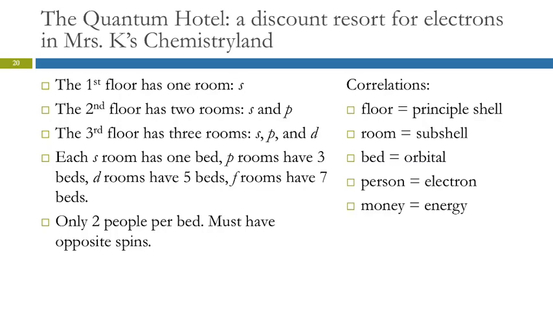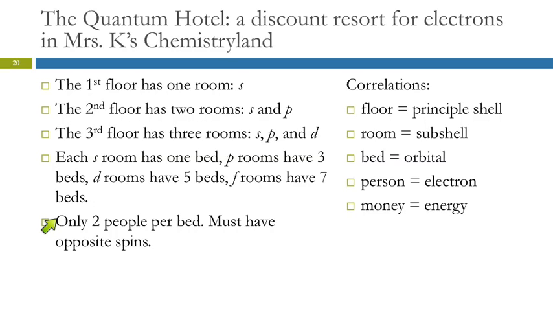Okay, so the quantum hotel. Discount resort for electrons in Mrs. K's chemistry land. So the first floor in this hotel has 1 room. It's the S room. Second floor has 2 rooms, S and P. Third floor has 3 rooms, S, P, and D. You get the idea. Each S room has 1 bed. P rooms have 3 beds. D rooms have 5 beds. F rooms have 7 beds. This is a very strange hotel.